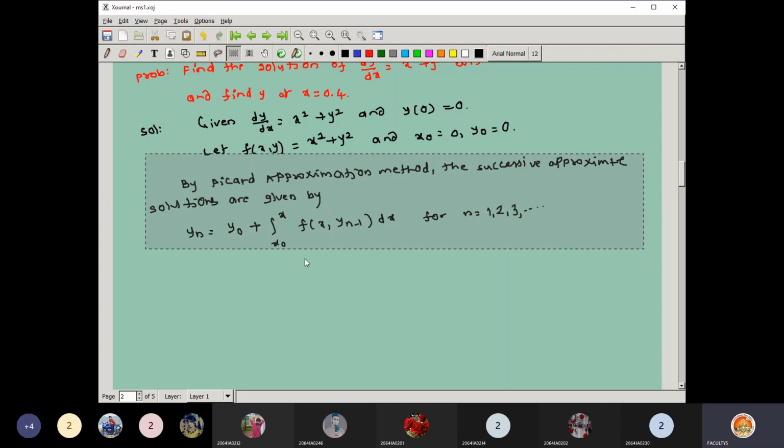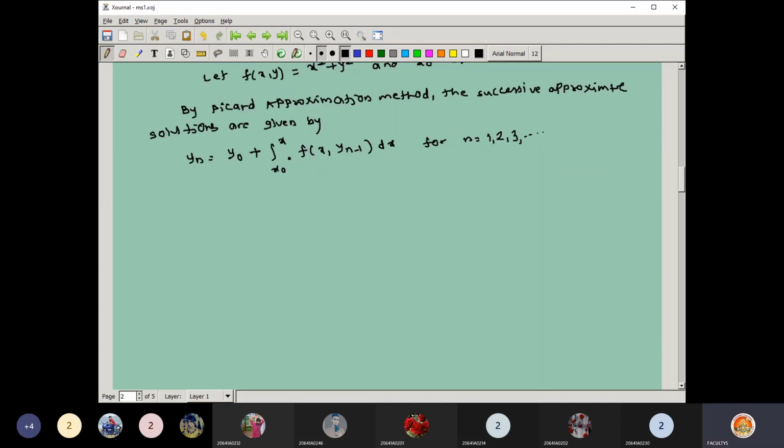So that can be useful for the next one. Okay, so first you write down your available values. What are the available values? y0 is 0, x0 is also 0. So the simplified formula is the integral from 0 to x of f(x, y_{n-1}) dx. Since y0 is 0, we just write 0 to x, and we only have f(x, y_{n-1}) dx.